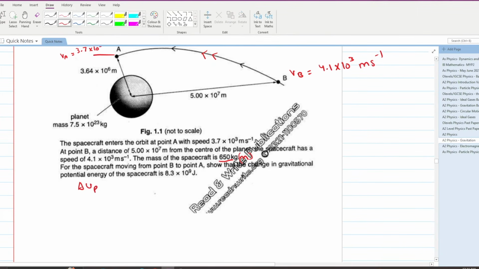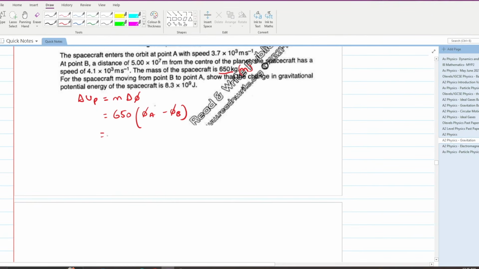How many times have we done the change in gravitational potential energy? It is mass into change in gravitational potential. What is the mass of the spacecraft? 650. What is the change in gravitational potential? What is the final position? The final position is the position at A. So phi at A minus phi at B. What will be the phi at A? Let's calculate that. 650 into minus capital G, capital M.